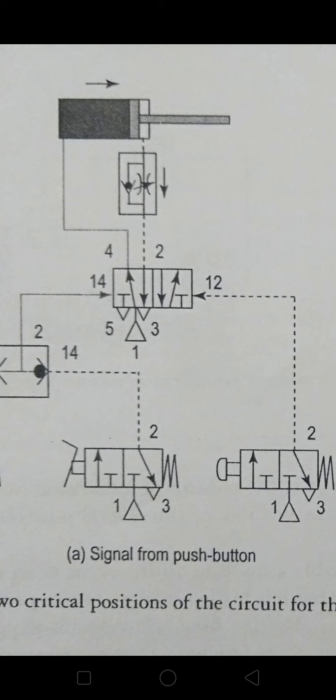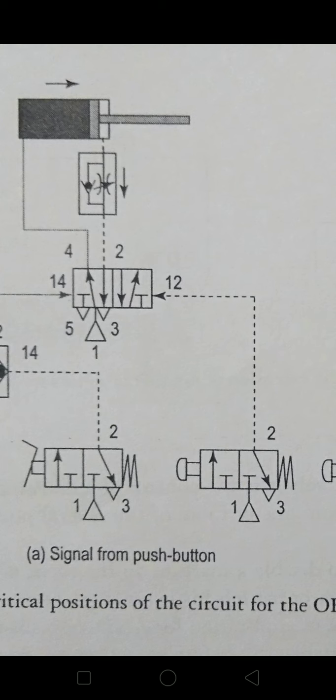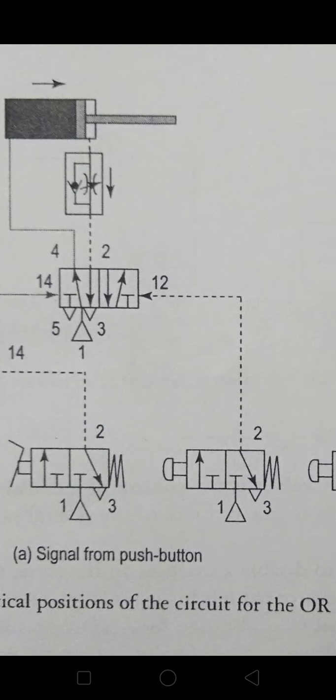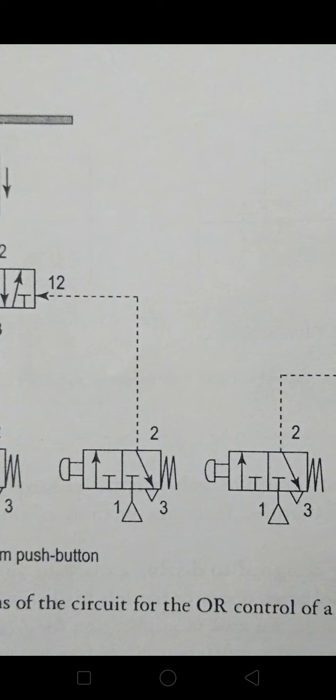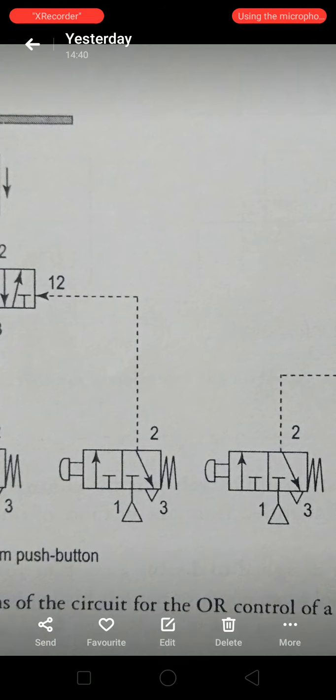So you have seen two positions of a circuit for the control task, with the signal input from a push button valve alone and signal input from a foot pedal valve alone. So the double acting cylinder extends due to the application of a signal either from the push button valve or from the foot pedal valve.